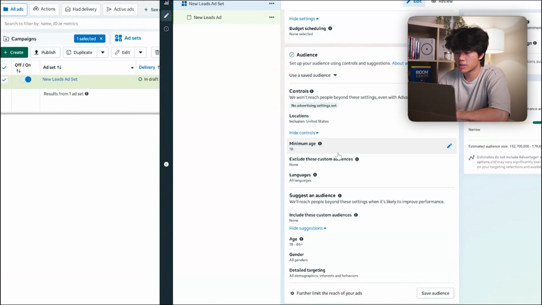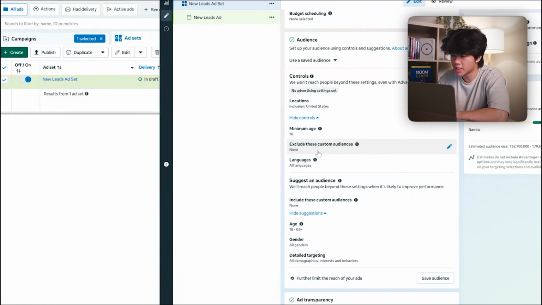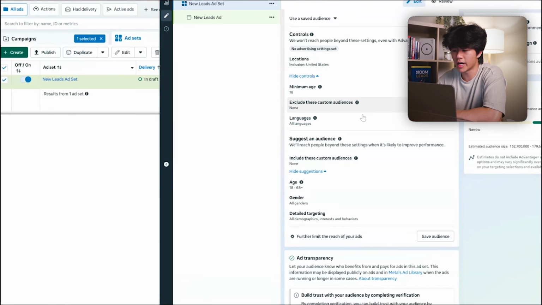So showing more controls. Now for the minimum age, we can keep it at 18. Exclude these custom audiences: none. Languages: all languages. When you're suggesting an audience, you guys want to keep it at specifically 18 through 65 and all genders.